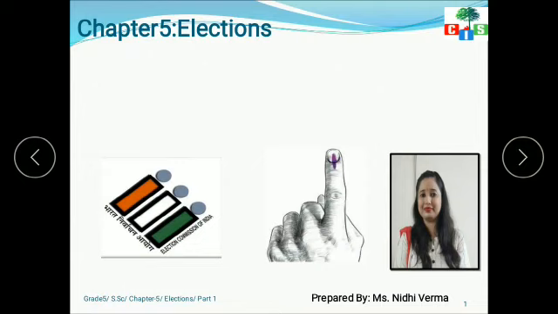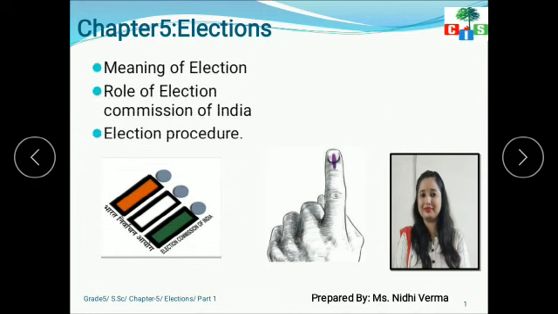Scholars, till now we have completed 4 chapters in our SS, and today I am going to start a new chapter, that is chapter 5, which is very interesting and informative also. This chapter is elections. So we are going to discuss the following points. First is meaning of election. Second is role of Election Commission of India. And third is the election procedure, that how election is conducted. So let's begin our video.